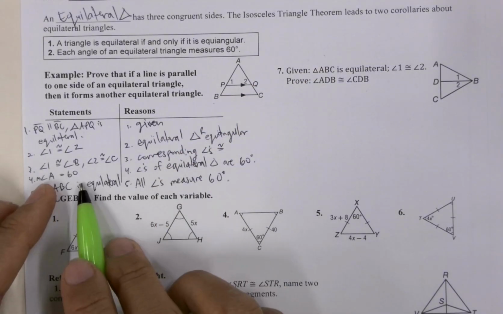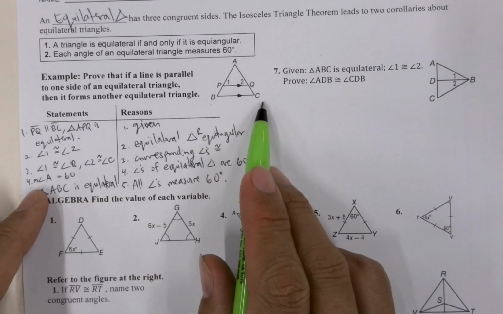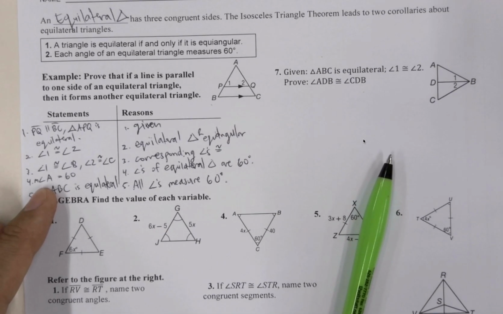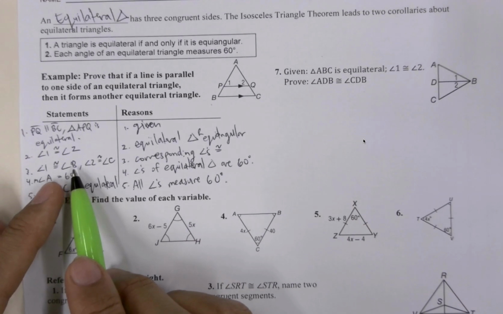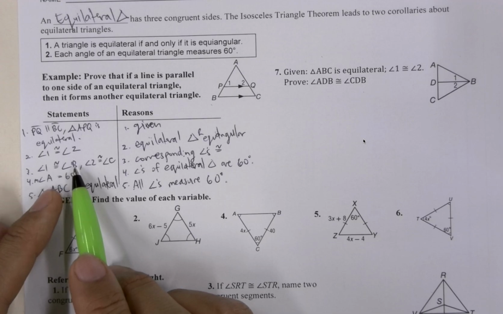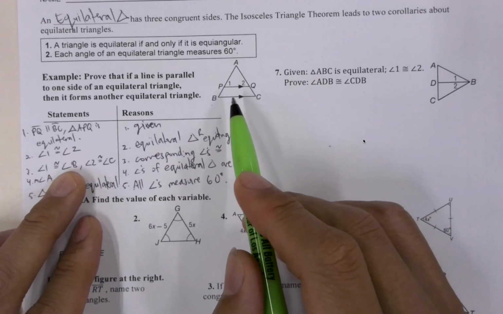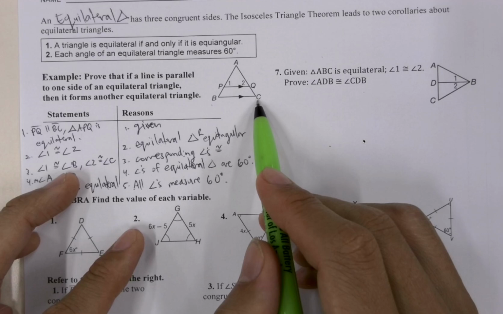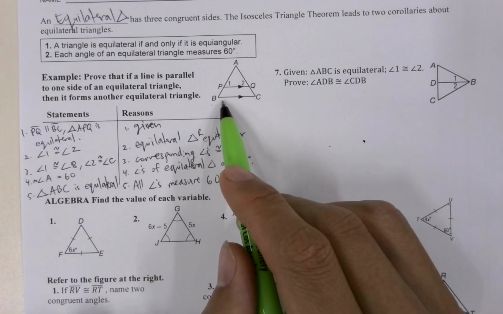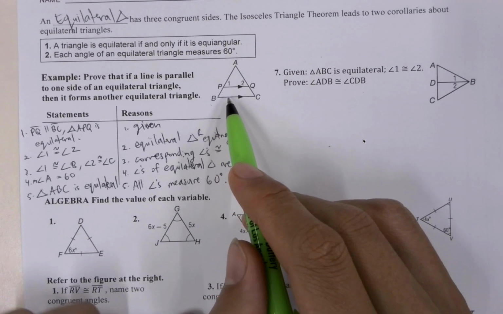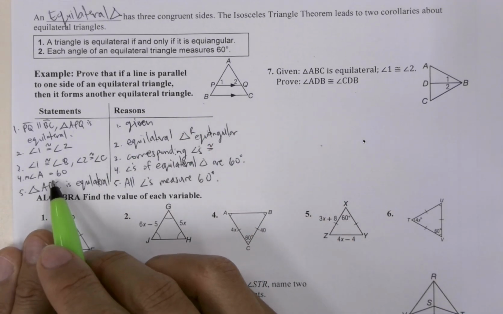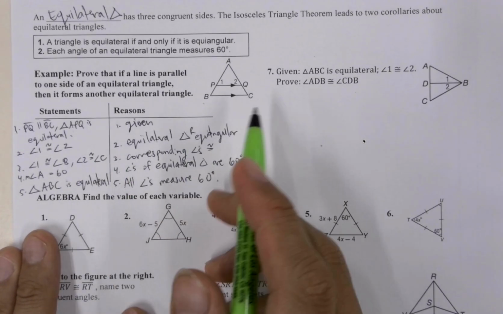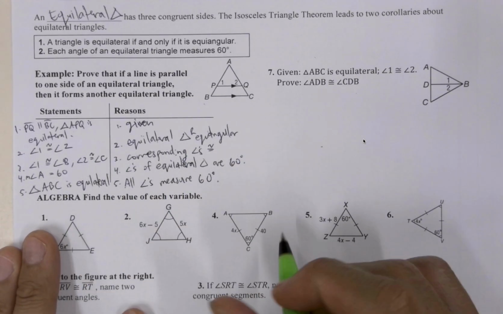Now there's a step or two that I should have put in here: that measure angle B plus measure angle C plus measure angle A is equal to 180 degrees. And we also have that measure angle B is congruent to measure angle C because of transitive. And then we could say that measure angles B and C are equal to 60 because measure angle A plus B plus C is equal to 180. Right? And then we could say that ABC is equilateral.